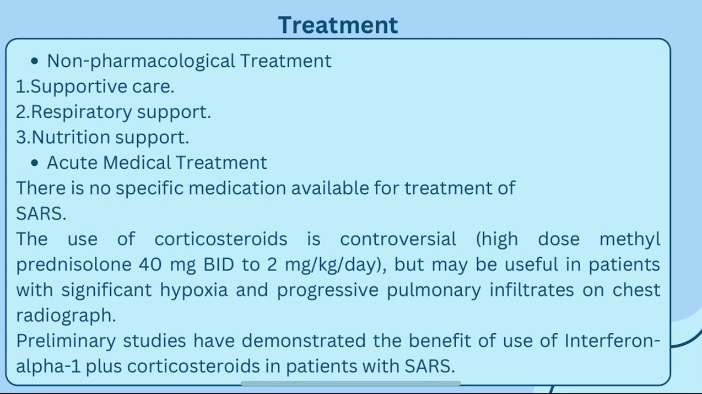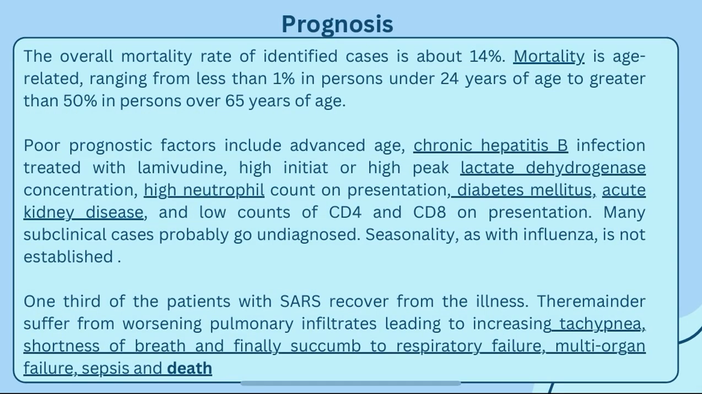So we are using corticosteroids. It is still controversial. We are not sure whether or not to use corticosteroids, especially methylprednisolone, that is 40 mg, which may be useful in patients who are having hypoxia or pulmonary infiltrates on chest x-ray. Preliminary studies have demonstrated the benefits of use of interferon alpha 1 plus corticosteroids in patients with SARS. Moving further to the prognosis.